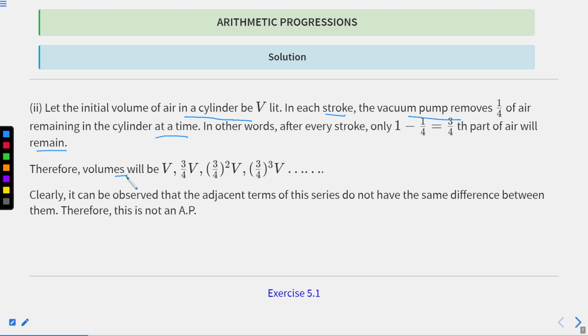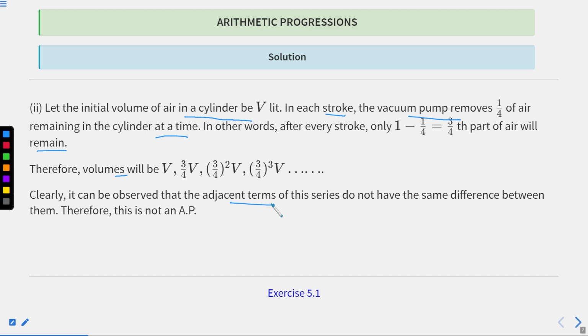Clearly it can be observed that the adjacent terms of this series do not have the same difference between two consecutive terms. Therefore this list of numbers is not an arithmetic progression.